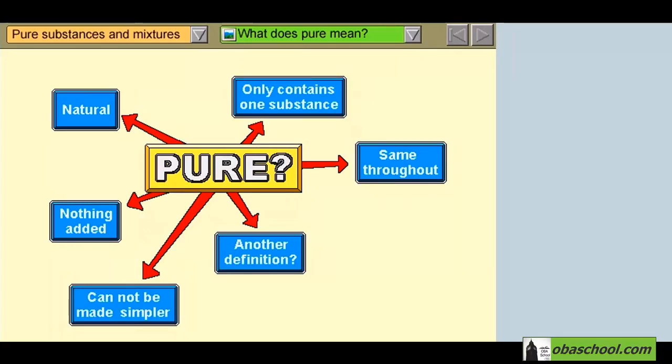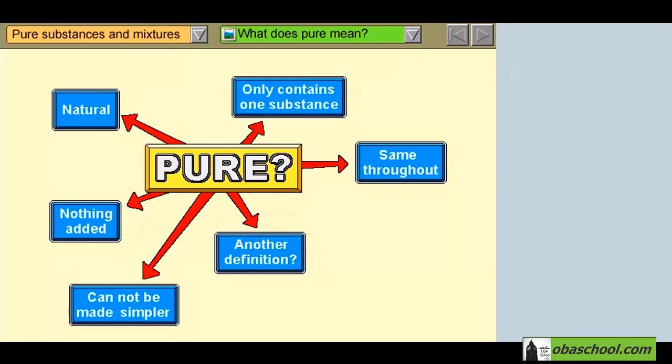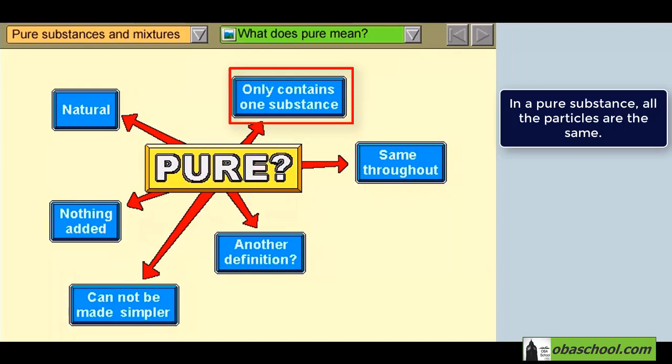to learn about pure substances and mixtures. You've probably heard before about a pure substance. Pure water, pure gold, for example. But what does this word mean? Well, in science, pure means only one substance. Only one substance. In a pure substance, all the particles are the same.